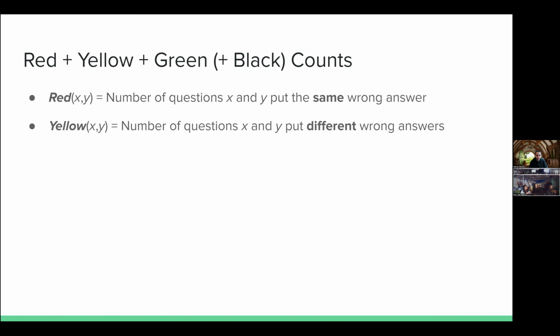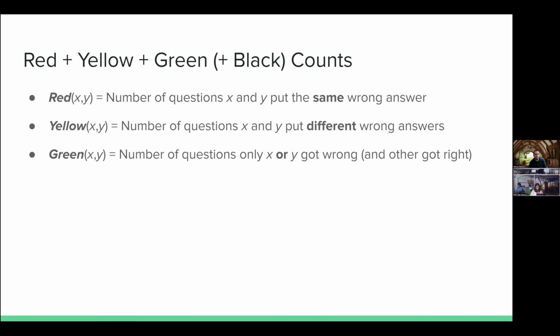Versus let the yellow count of this pair of students be the number of questions where they put different wrong answers. So both students got the question wrong, but they put 2 different wrong answers. And denote the green count as the number of questions that only one of the 2 students got wrong. So only X got wrong but Y got right, or X got right but Y got wrong. So only one of the 2 students got wrong.